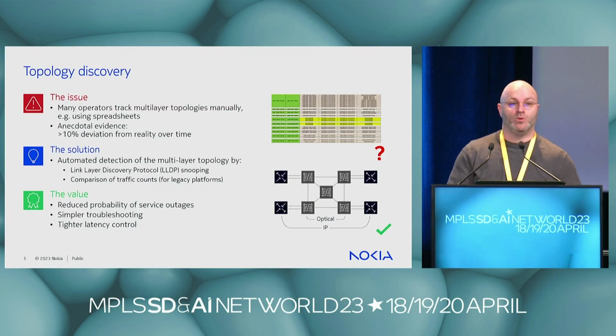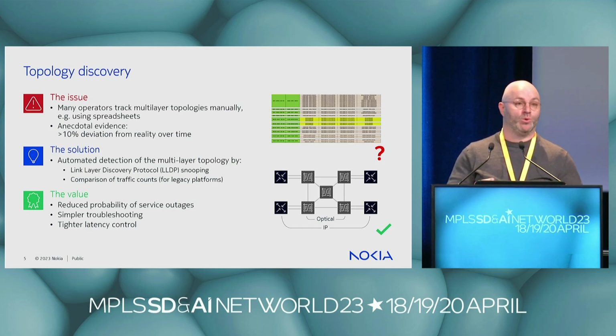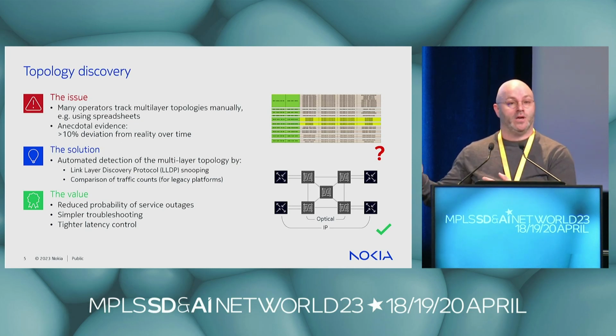Looking a bit more into some of these use cases, so topology discovery. Traditionally, operators have a very good means to discover the IP network. They have very good means to discover the optical network. But what about the cross-domain links? So the interconnections between the router ports and the client ports on the optical side. Traditionally, many operators are using so-called manual methods in order to do that.